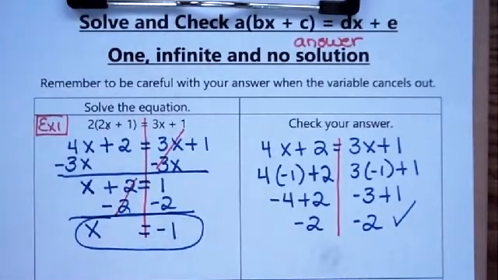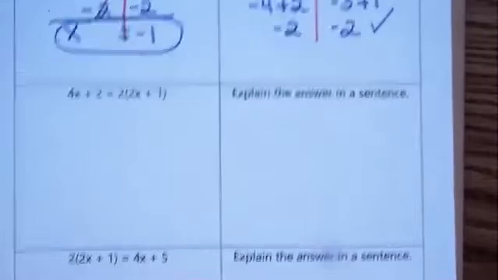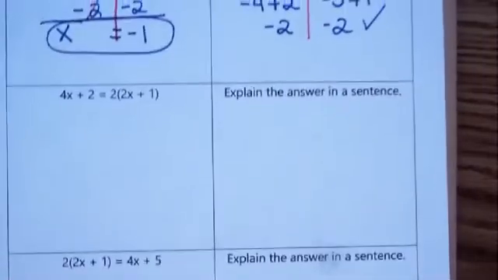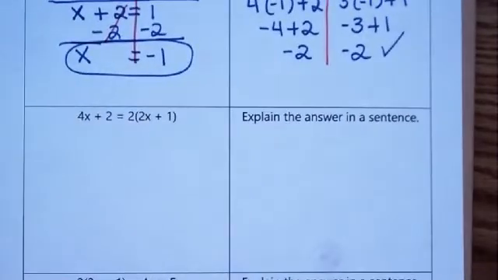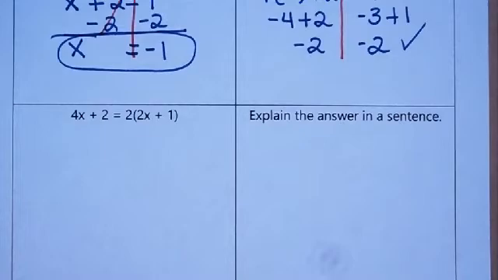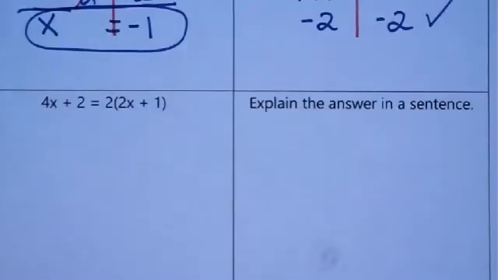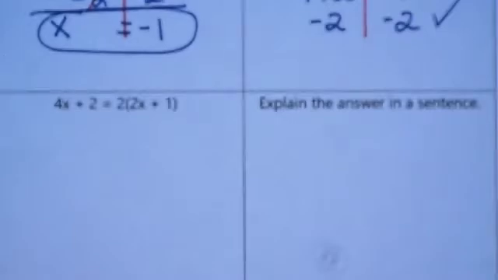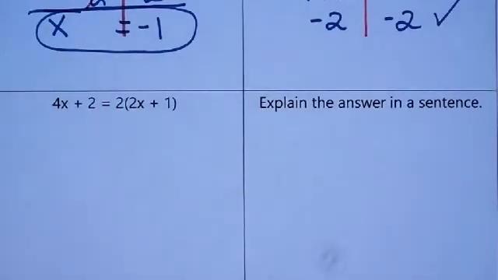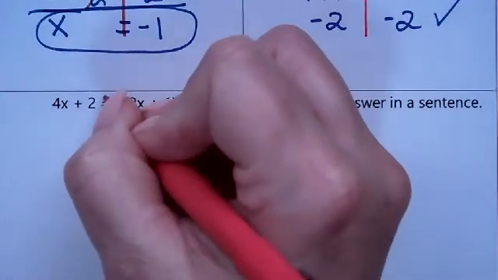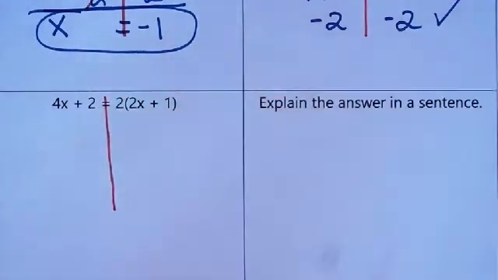Okay, now let's look at example 2. Let's copy down example 2 right here. I'll make it a little bit bigger for us. There we go. Now, 4x plus 2 equal to 2 parentheses 2x plus 1. And I'm going to stick my river right in there.